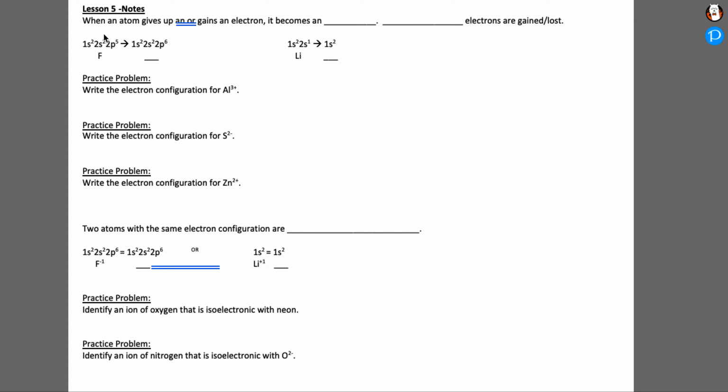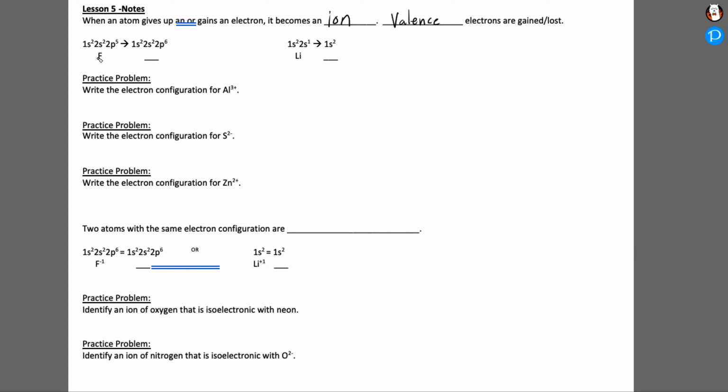For the first part here in your notes, when an atom gives up or gains electrons, it becomes what we call an ion. So anytime an atom gets a charge, basically, we refer to that as an ion, and this happens when the valence electrons are either gained or lost. So there are two ways that an atom can become an ion. They can either gain electrons or they can lose electrons.